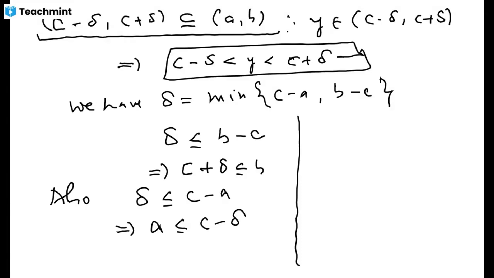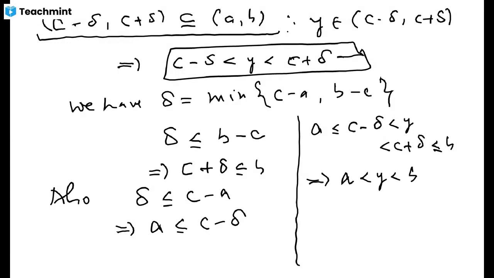It says that A is less than or equal to C minus delta, and this is strictly less than Y, and Y is strictly less than C plus delta, and C plus delta is less than or equal to B. Dropping out C minus delta and C plus delta, you are left with this inequality: A is strictly less than Y, and Y is strictly less than B. And what does it imply? It implies that Y is an element of this open interval (A, B).